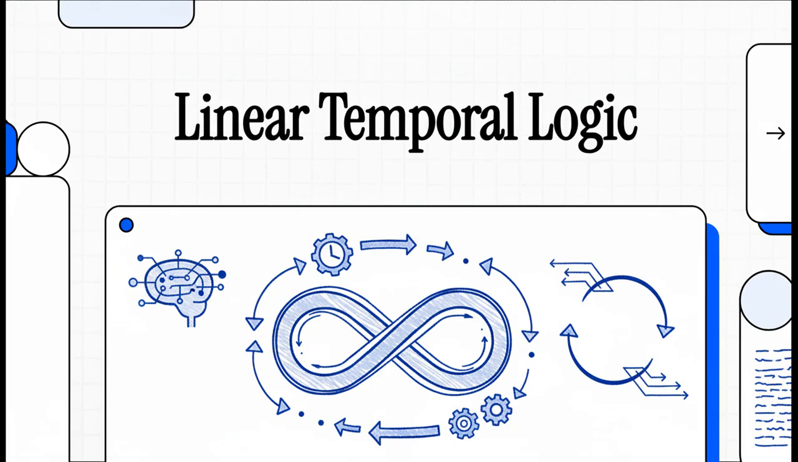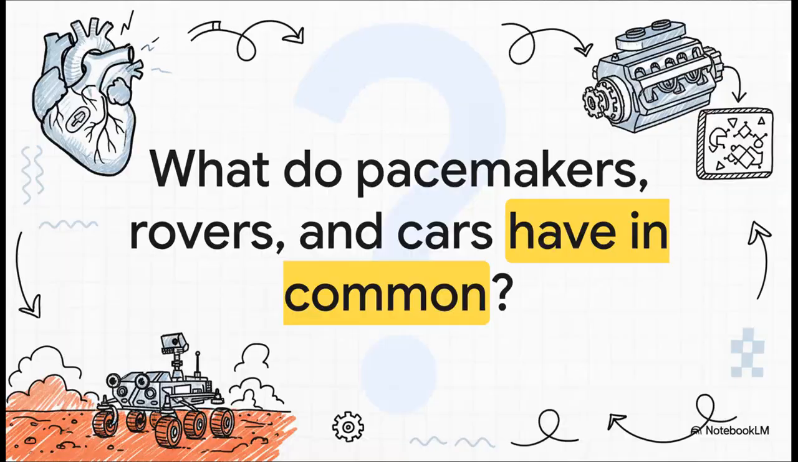All right, today we're decoding a kind of secret language, a script, really, that tells programs how to behave when they're designed to run, well, forever. It's called Linear Temporal Logic, and it's basically the rule book for some of the most critical technology we use every day.